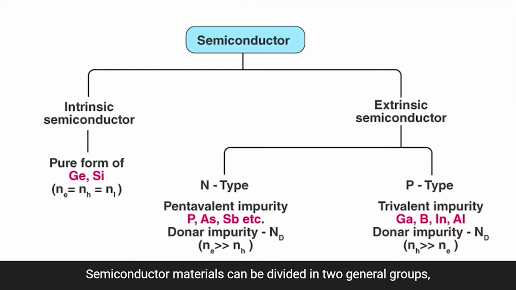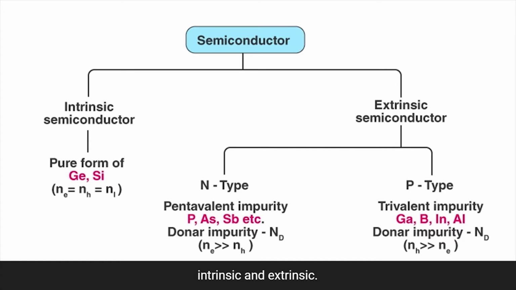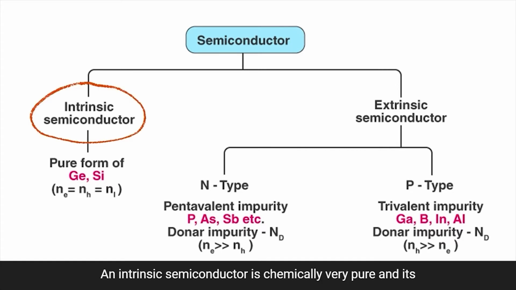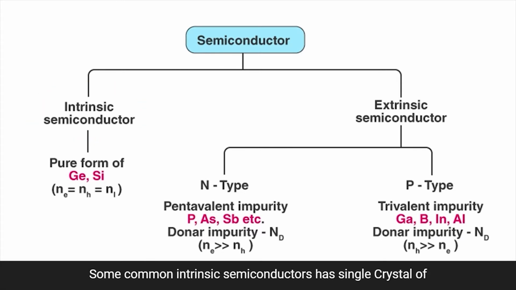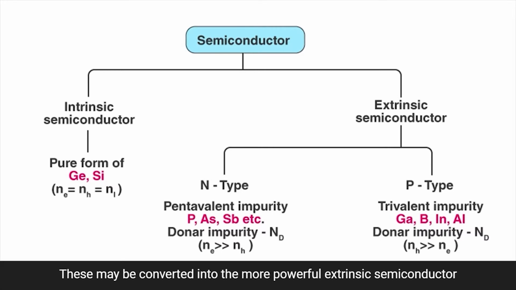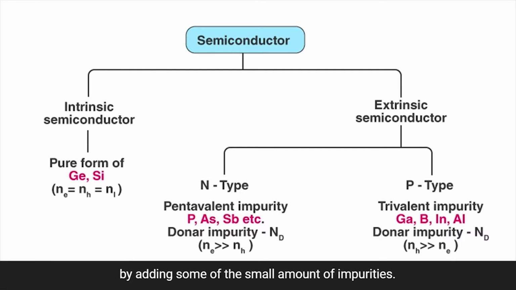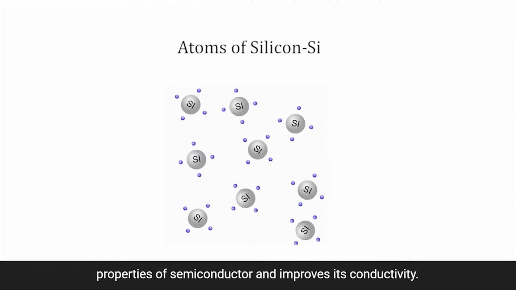Semiconductor materials can be divided into two general groups, intrinsic and extrinsic. An intrinsic semiconductor is chemically very pure and its conductivity is very poor. Some common intrinsic semiconductors are single crystals of silicon, germanium, and gallium arsenide. These may be converted into the more powerful extrinsic semiconductor by adding a small amount of impurities. This process is known as doping, which alters the electrical properties of the semiconductor and improves its conductivity.